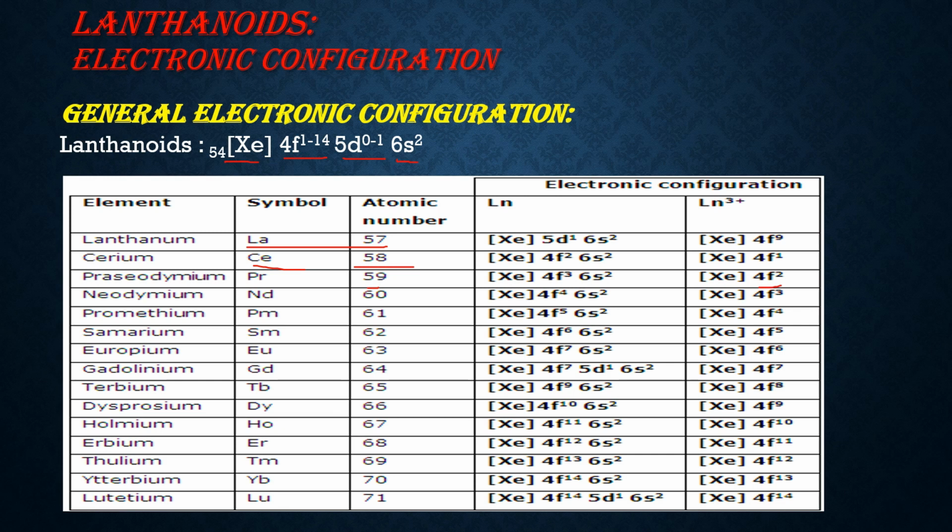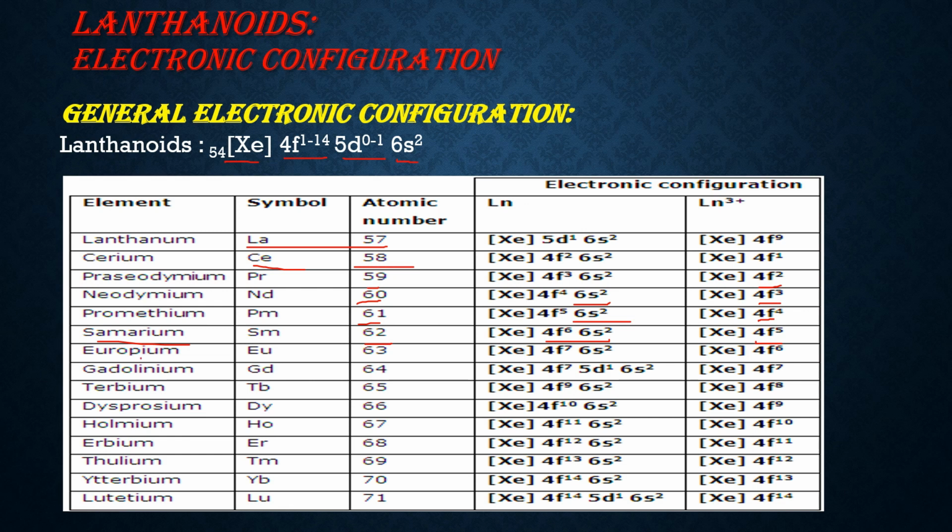Now next is neodymium, Nd is the symbol, atomic number is 60, configuration is 4F4 6S2 and plus 3 configuration is 4F3. Now the next is promethium. Promethium having atomic number 61, configuration 4F5 6S2 and plus 3 ion configuration is 4F4. Now the next is samarium. Sm is the symbol, 62 is the atomic number, configuration is 4F6 6S2 and plus 3 ion configuration is 4F5.